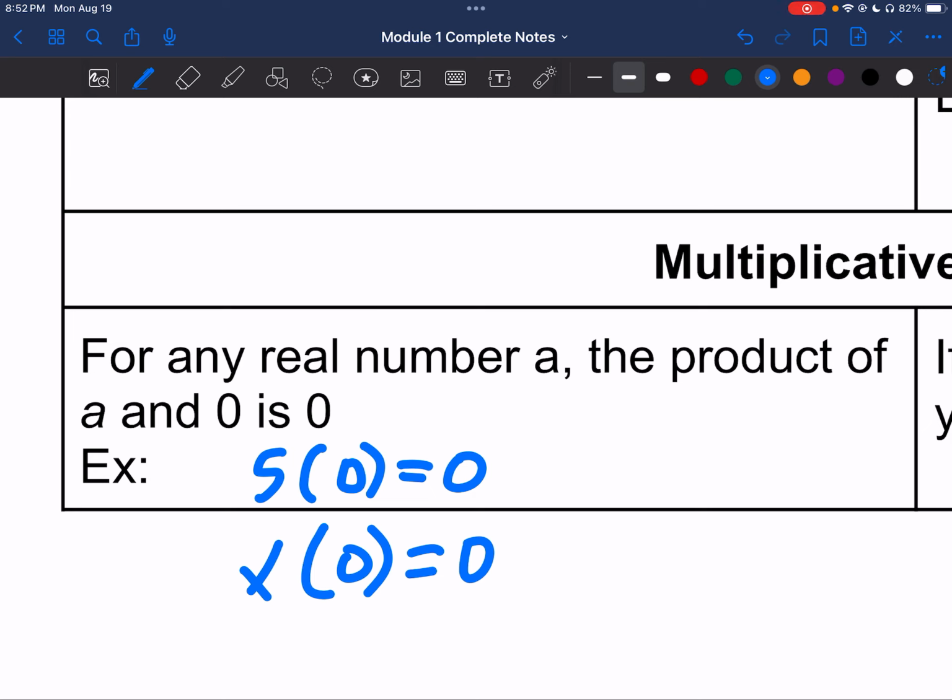We could have x plus 3. We have this whole quantity being multiplied by 0. It's still going to equal 0. So if we multiply by 0, it's 0.